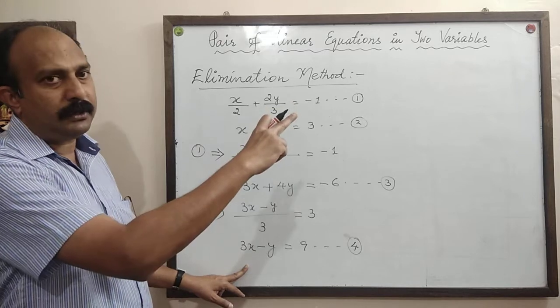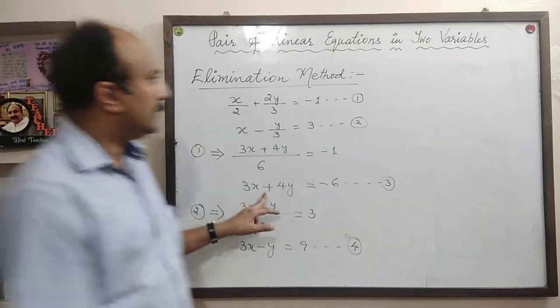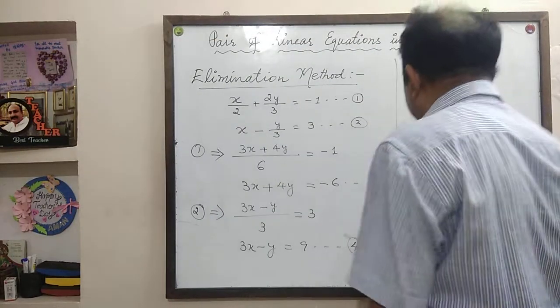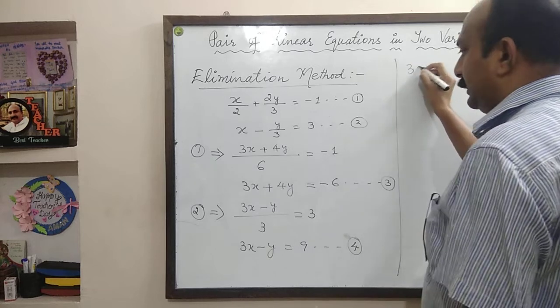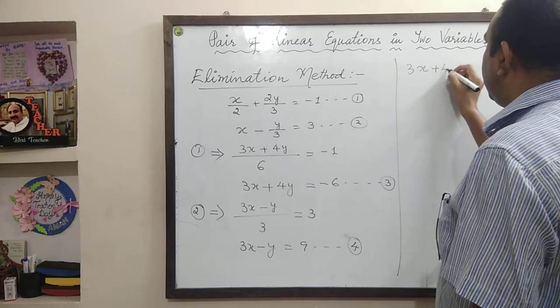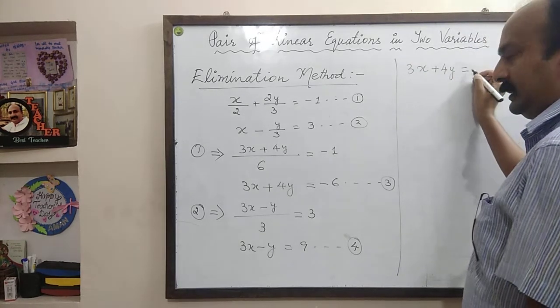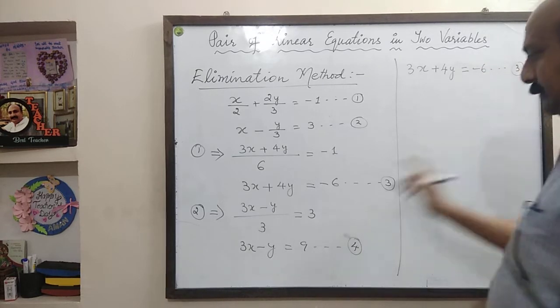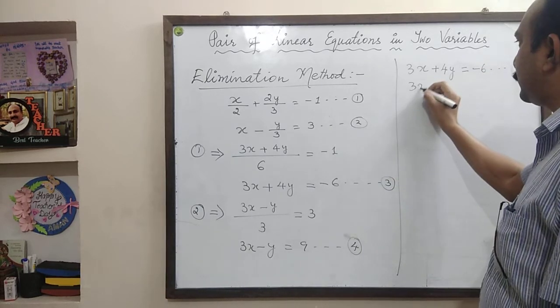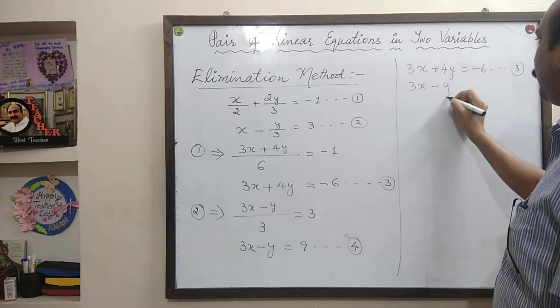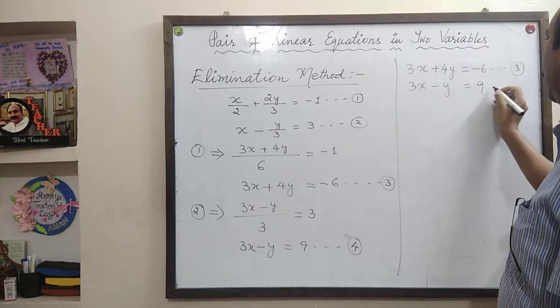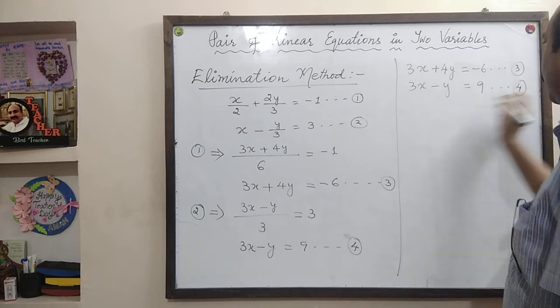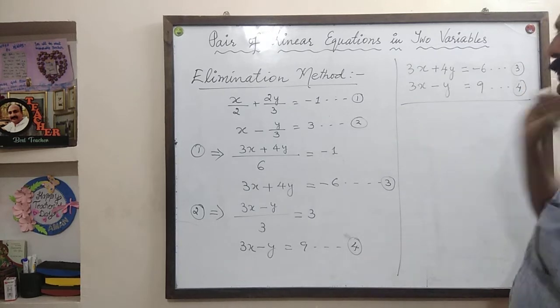So once again I am going to write both the equations. 3x plus 4y is equal to minus 6, equation number 3. 3x minus y is equal to 9, equation number 4. Now subtract.